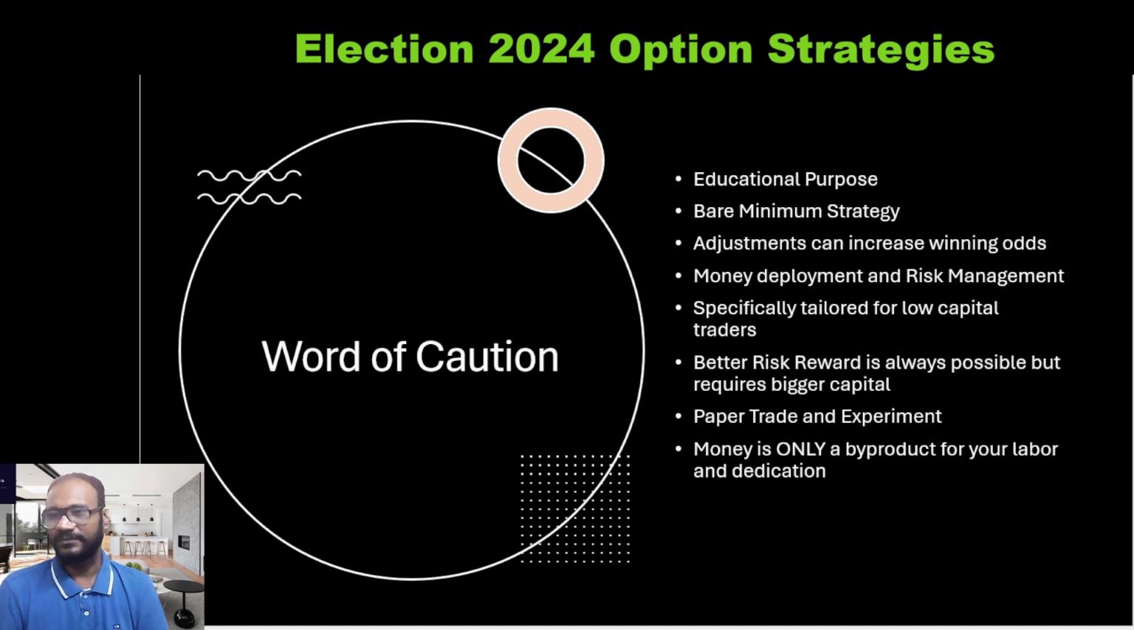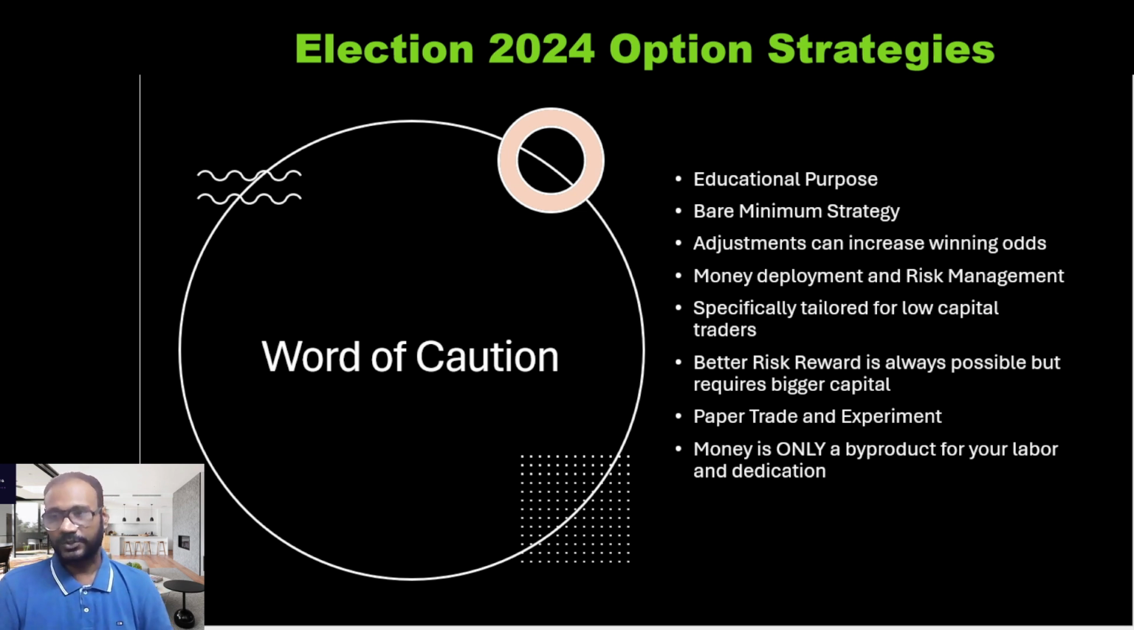You cannot go overboard and say that, okay, I have 3 lakhs, let me deploy the entire 3 lakhs and then see. Because if I invest 1 lakh, I get about, say, 6,000 rupees in 50 days, so let me put in all my money, then I will be able to make 18K. No, that's not right. Then you are not doing good money deployment and risk management. You're not doing it effectively. So better risk management is always possible, but as I said, it requires bigger capital.